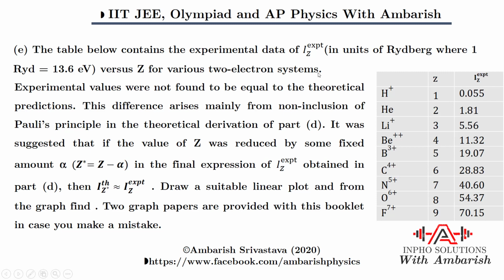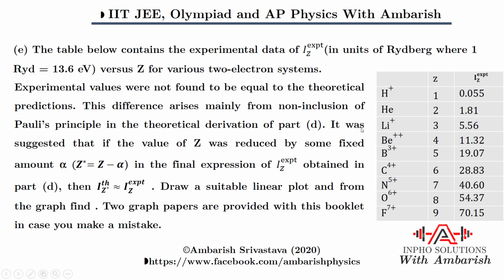In the previous slide we had calculated the theoretical value of ionization energy. Now here we are listing the experimental value of ionization energy, and it will be deviating from the theoretical values, as we'll see later on. So experimental values were not found to be equal to the theoretical predictions. This difference arises mainly from non-inclusion of Pauli's principle in the theoretical derivation of part D. We have talked about Pauli's exclusion principle in part D.